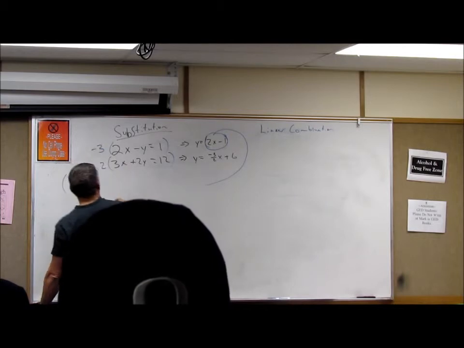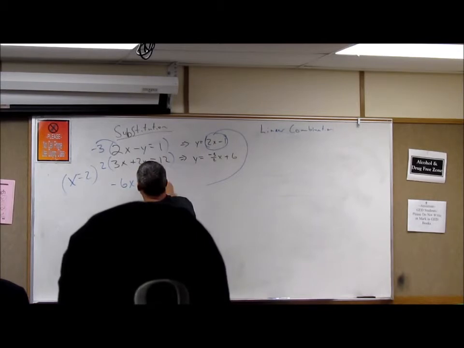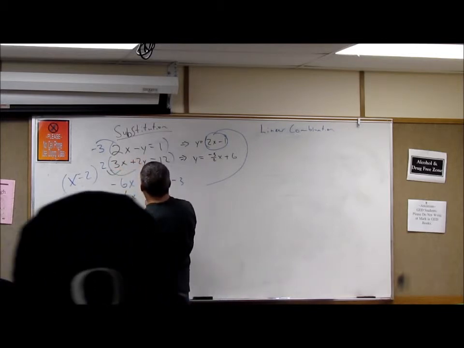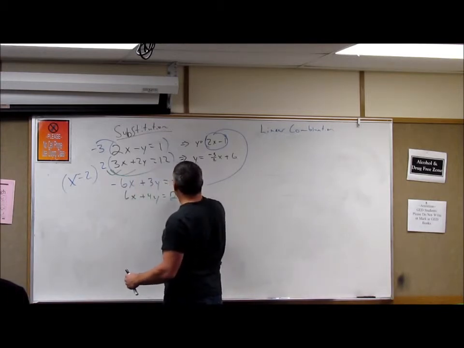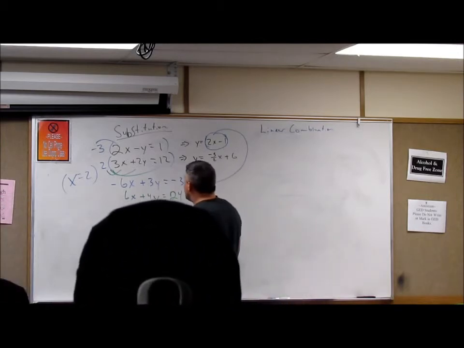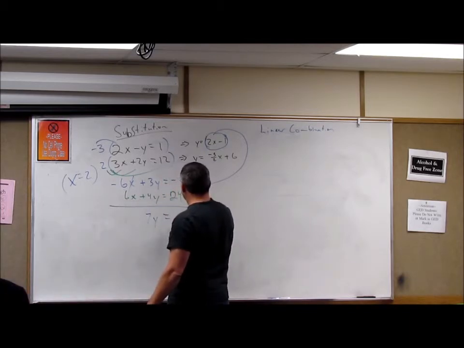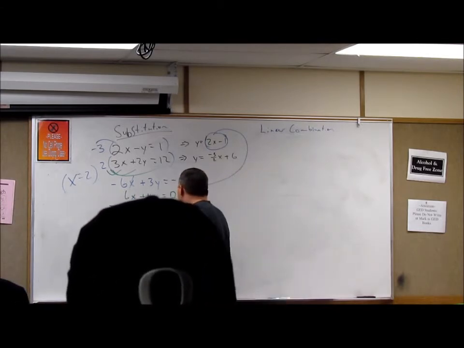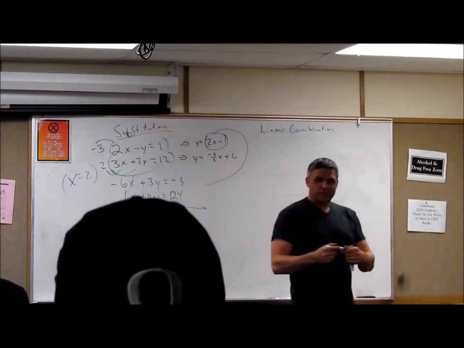Multiply the first by 3 and the second by 2, negative. So I got negative 6x plus 3y equals negative 3 over 6x plus 4y equals 24. Okay? Then add, boom, I get 7y equals 21. Divide, y equals 3. So that's just a different form of substitution?